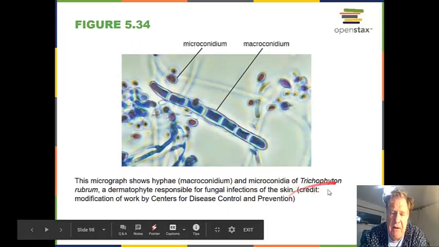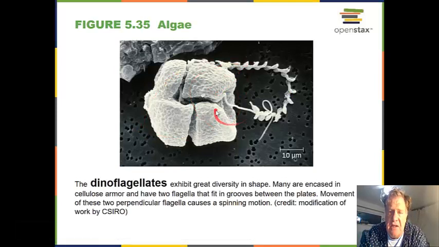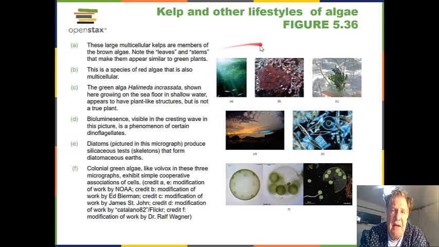Microsporum and Trichophyton, and again, those are diseases of the skin. The algae include things like dinoflagellates that can, along with the cyanobacteria, cause things like the red tide. These actually can fluoresce sometimes, and you'll see those light up at night.